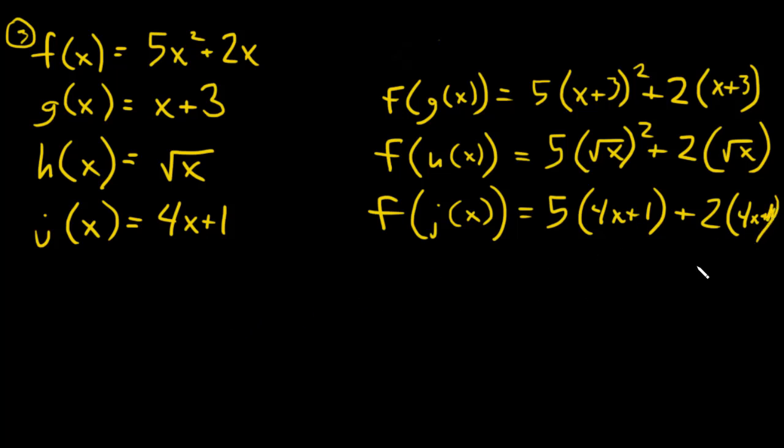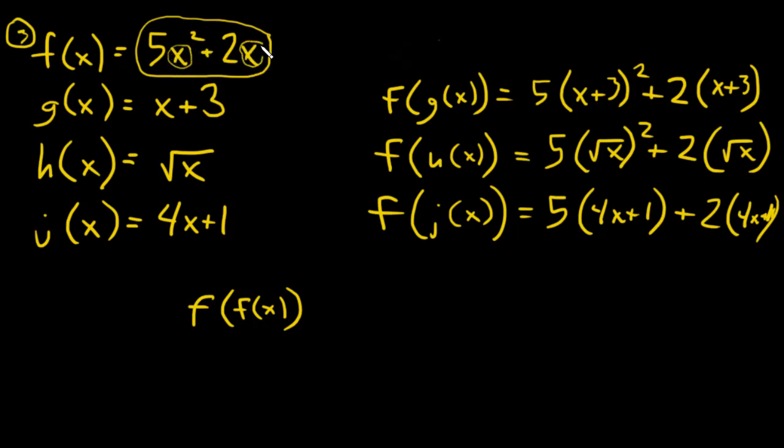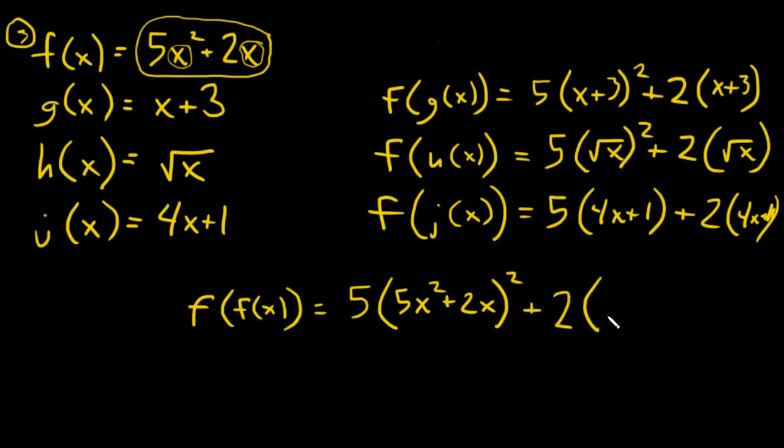Alrighty. So not bad. But now here's the question. What is f of f of x? This one's a little tricky because what I'm going to wind up doing is taking the entire f of x function, 5x squared plus 2x, and substituting it in for each of the x's. So this is going to be, here we go, 5 times 5x squared plus 2x quantity squared plus 2 times 5x squared plus 2x.